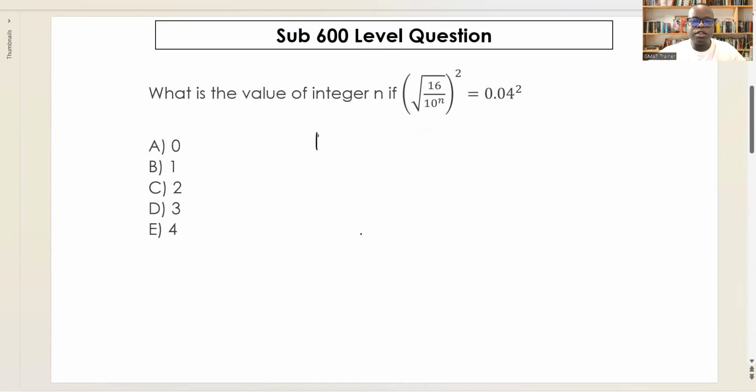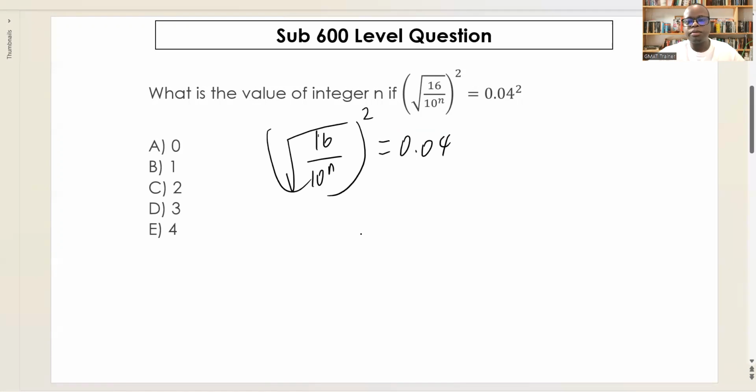Pause the video, attempt the question, then come back and see how we address it. So we have the square root of 16 over 10 raised to power n, squared, equal to 0.04 squared. First, let's simplify this to the simplest form possible. If you square both sides, it will get rid of the square root sign on the left-hand side. Something else to note is that we have the expressions in two number forms: one is a fraction, the other one is a decimal.